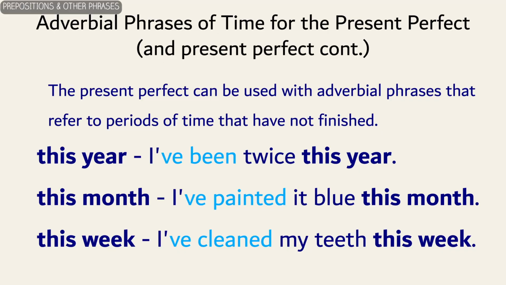June hasn't finished yet, okay? The same applies to using the present perfect with phrases like "this year," or "this week," or "this month." As long as the period of time hasn't finished, then using the present perfect is okay.